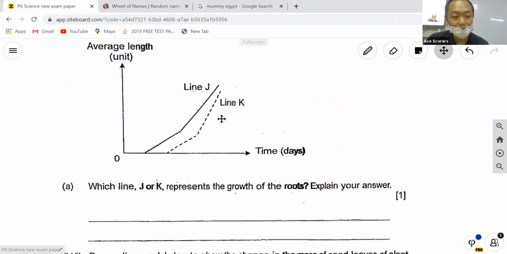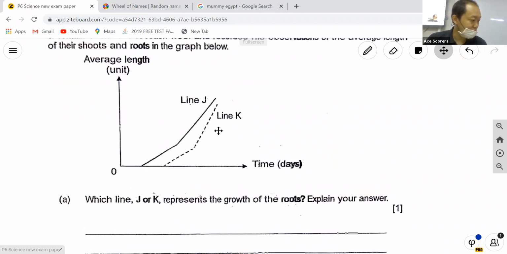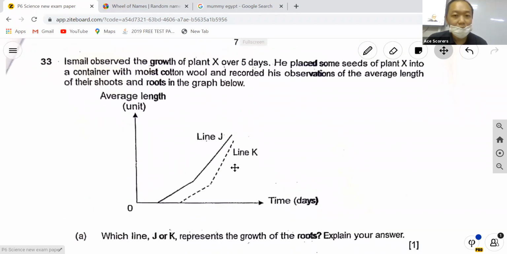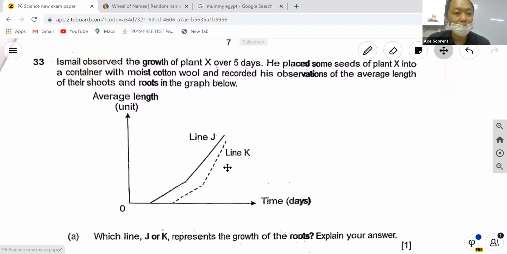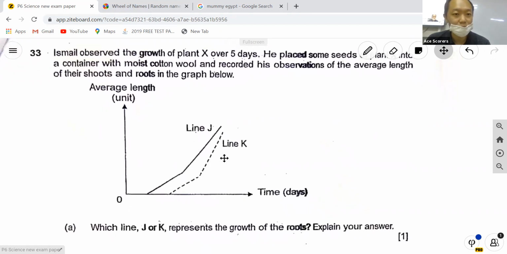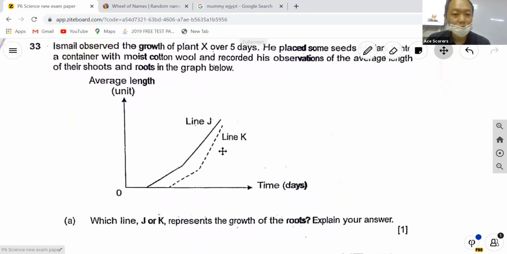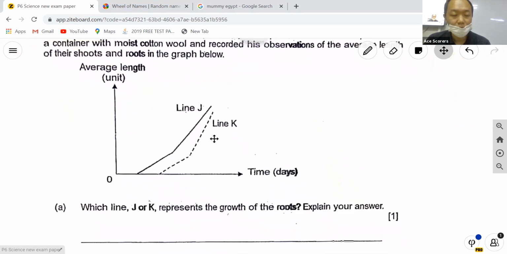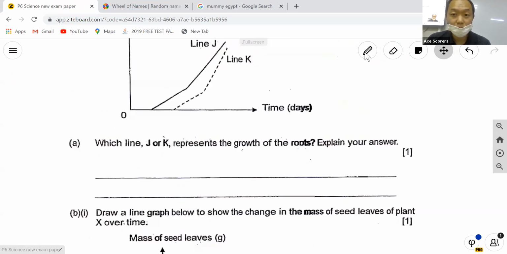Okay, wait. Wait, how about the answer? The roots. Wait, he placed some seeds X in the container with moist. J, very good.